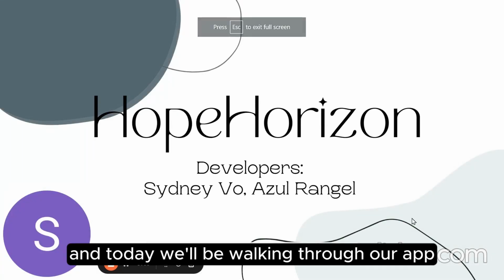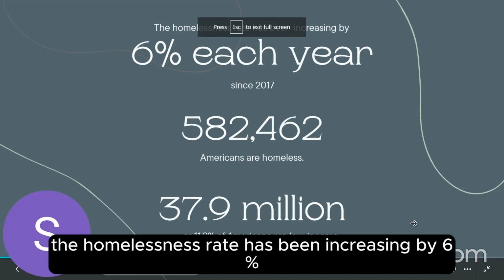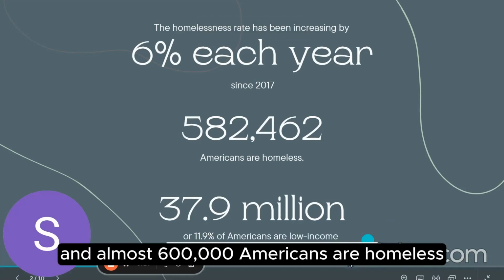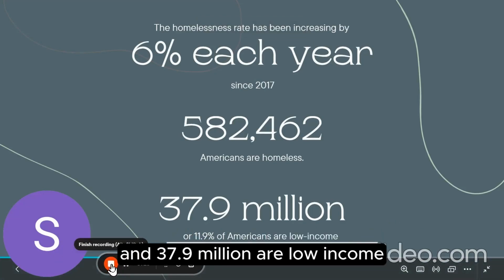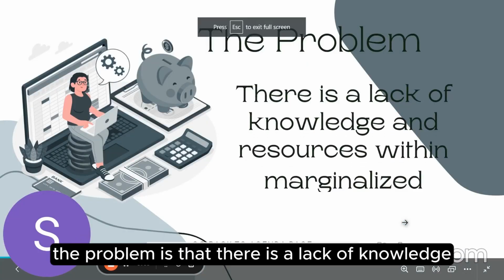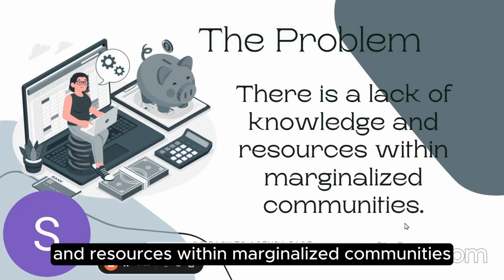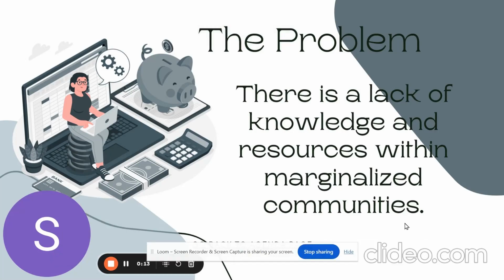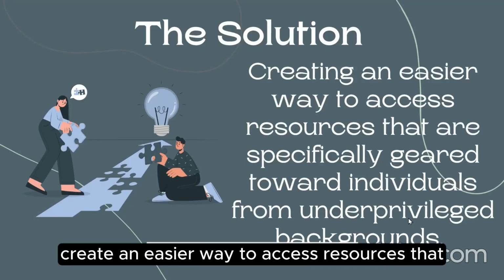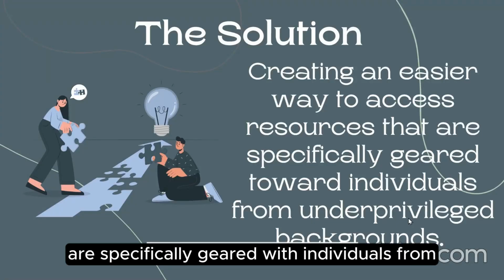And today we'll be walking you through our app HopeHorizon. The homelessness rate has been increasing by 6% each year since 2017, and almost 600,000 Americans are homeless, and 37.9 million are low income. The problem is that there is a lack of knowledge and resources within marginalized communities, especially the homeless community. The solution: create an easier way to access resources that are specifically geared towards individuals from underprivileged backgrounds.